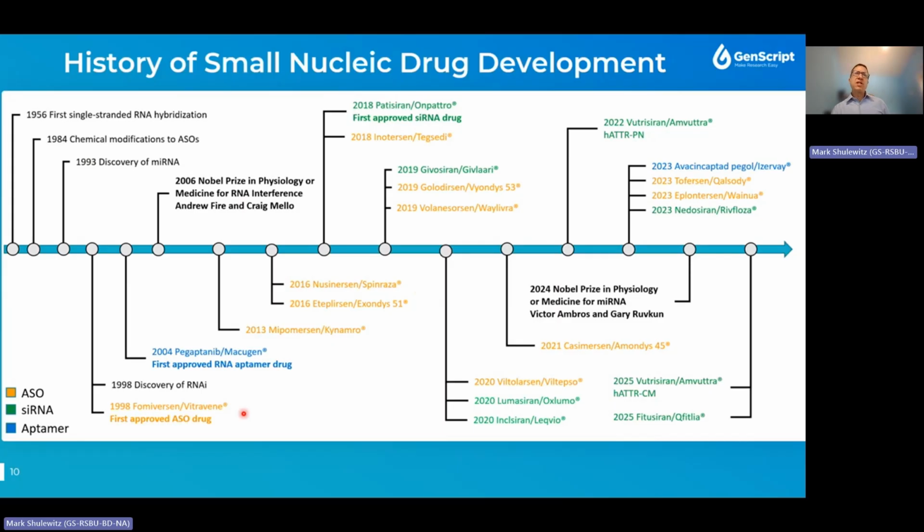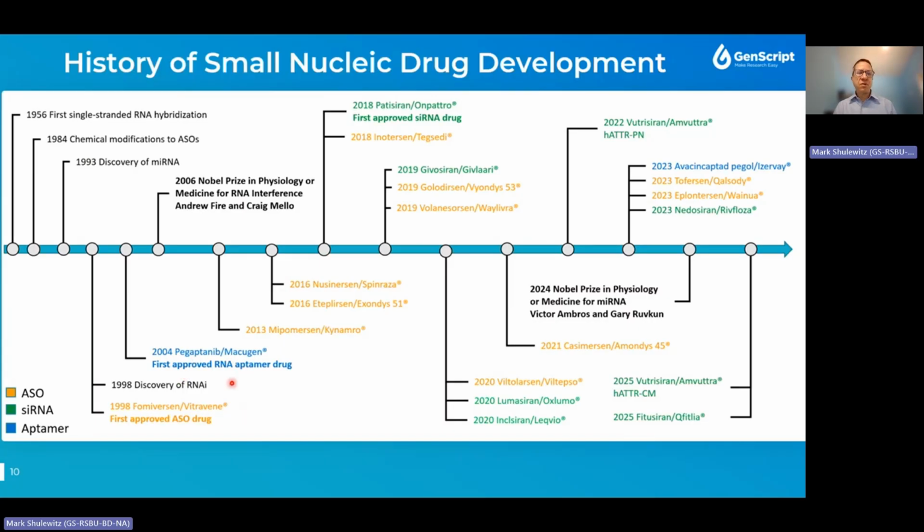So the first small nucleic acid drug to be approved for human use was Vitravene in 1998. It was an antisense oligo, and it was approved for treating CMV, cytomegalovirus infection. To date, 11 antisense oligonucleotide drugs have been approved. They are shown in orange in this slide.